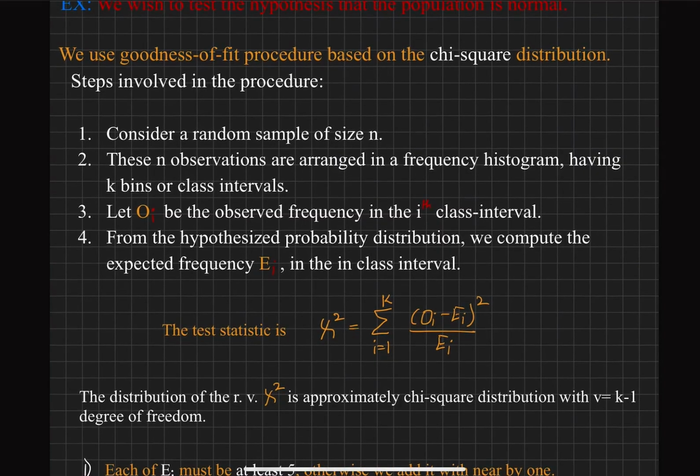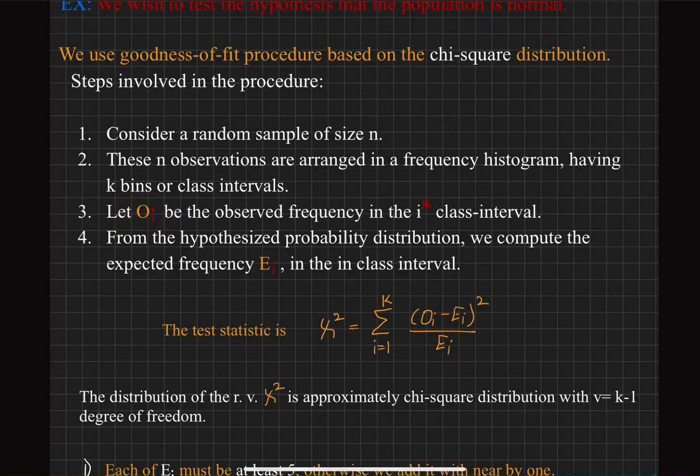First step is considering a random sample of size n. We consider a random sample of size n, and then we classify this sample into a frequency histogram. That is, if some samples have a particular characteristic, we will collect them in a single class. Let us say this frequency histogram has k bins or k class intervals. Let us say the obtained frequency corresponding to the ith class interval is O_i. We denote the obtained frequency as O_i.